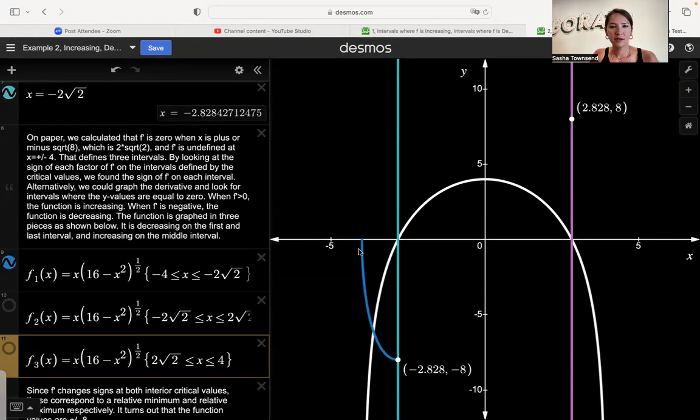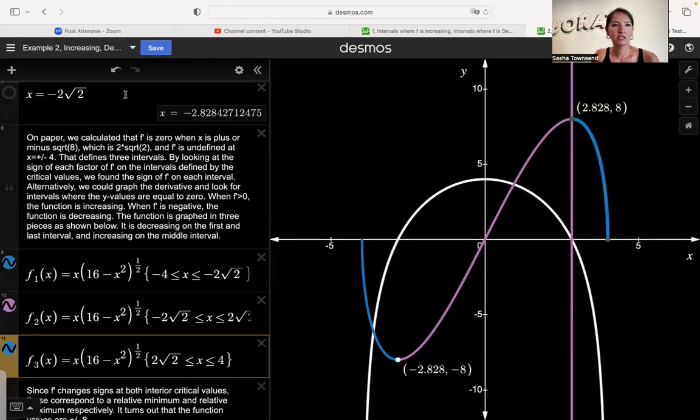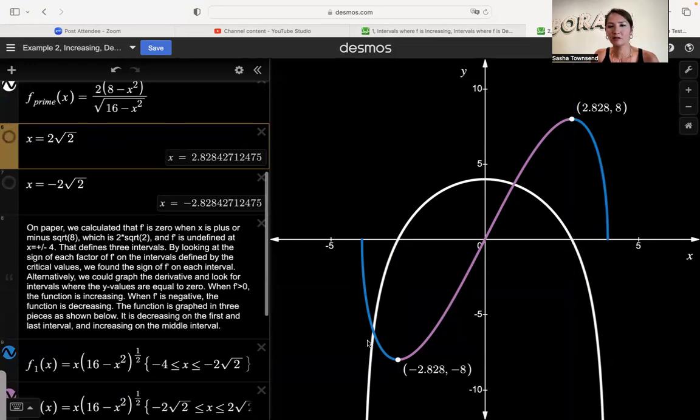So we see on this interval from -4 to -2 root 2, the function is decreasing when the derivative values are negative. When the derivative values are positive, the function is increasing. And then when the derivative value is negative, the function is decreasing. So all of that is consistent with what we would expect just by looking at the graph of f prime.